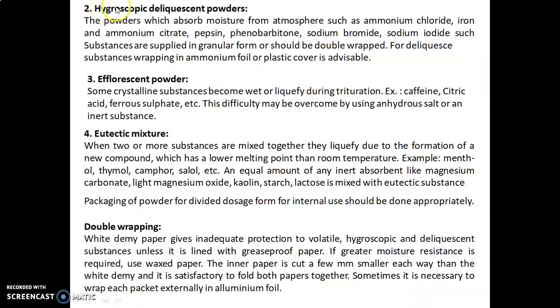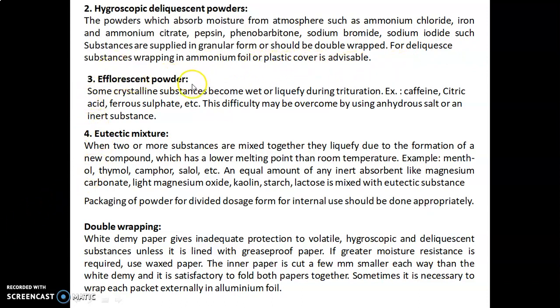Then second one, for hygroscopic and deliquescent powder, the powder which absorbs moisture from the atmosphere, such as ammonium chloride, iron and ammonium citrate, pepsin, phenobarbitone, sodium bromide, sodium iodide. Such substances are supplied in the granular form or should be double wrapped. For deliquescent substances, wrapping in aluminium foil or plastic cover is advisable.